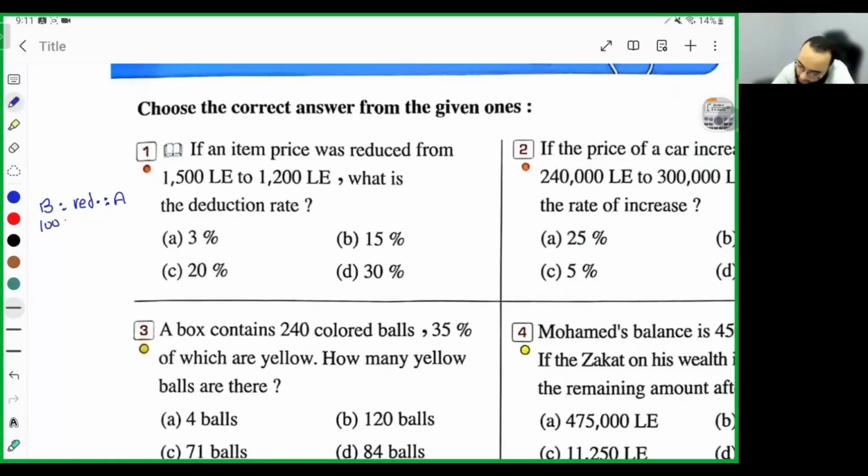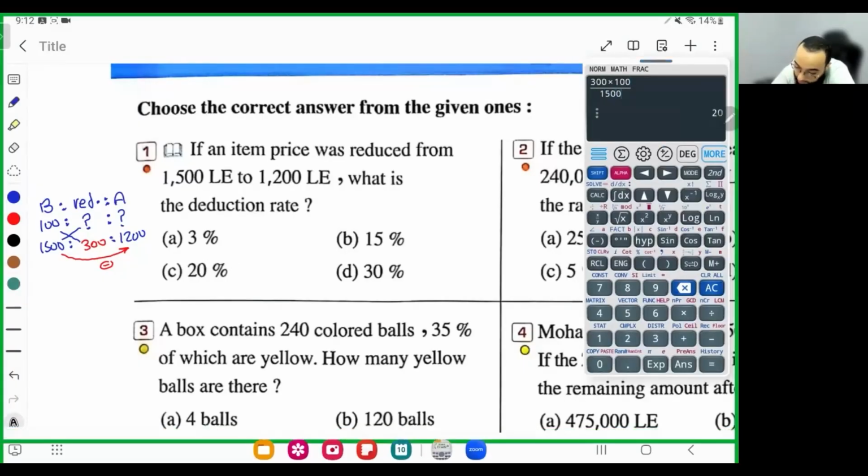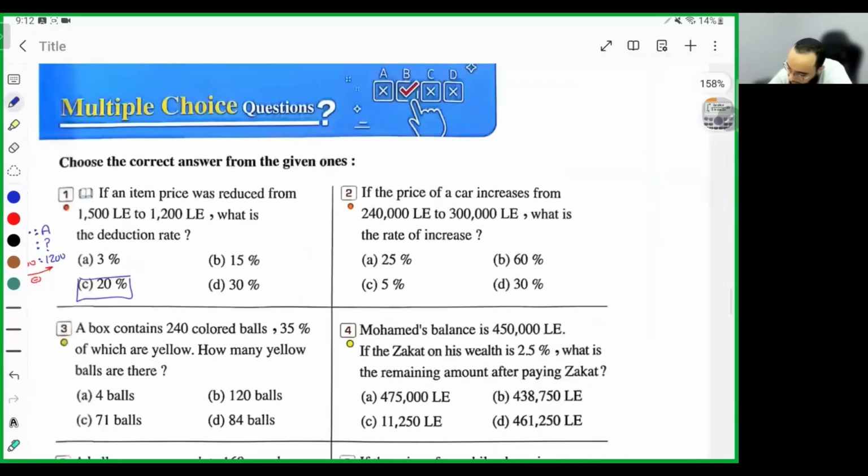This is 100. He needs this, and this is unknown. Before it's 1,500. After is 1,200. Right now, we can subtract these 2 numbers together to get the number in the middle, which is the reduction itself. Right now, you can make a cross multiplication to get the reduction percentage. 300 times 100 over 1,500. So it's 300 times 100 over 1,500. 20%.